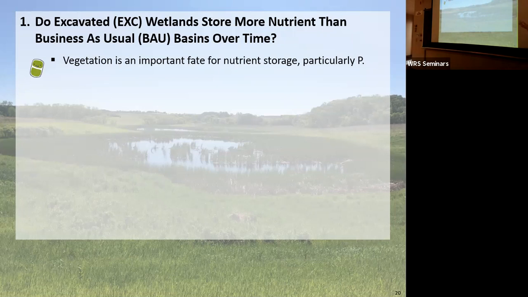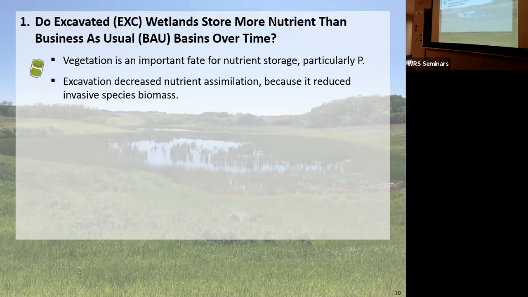And this means that we could actually consider using a harvesting approach to try and control phosphorus availability on the landscape, by taking off some of these invasive species, which might help us control invasive species over time. And you could compost that biomass, turn it into something you can sell. That's what I was alluding to earlier, and there are actually people who are working on that. Excavation also tended to decrease nutrient assimilation, but it reduced invasive species cover. So it's sort of a trade-off, right? Which one are you gonna take?